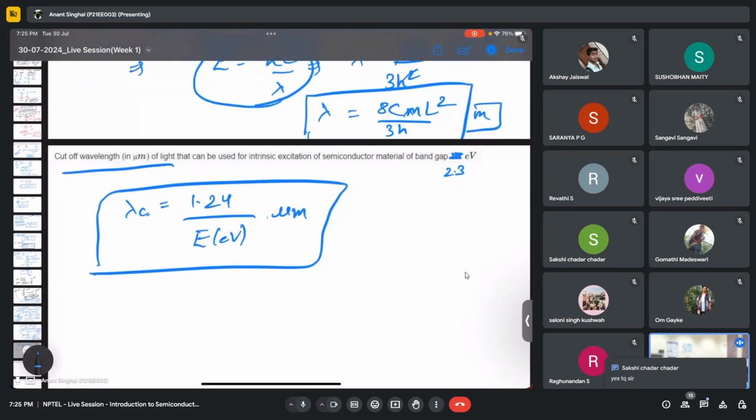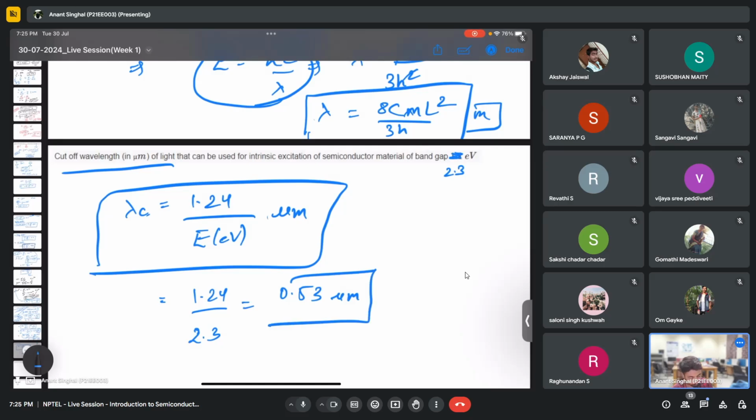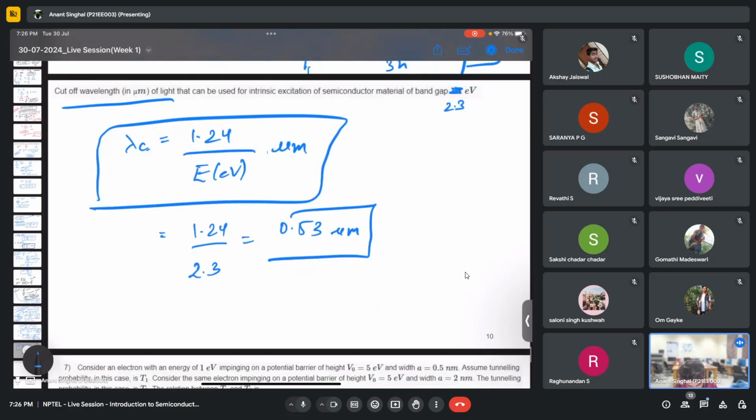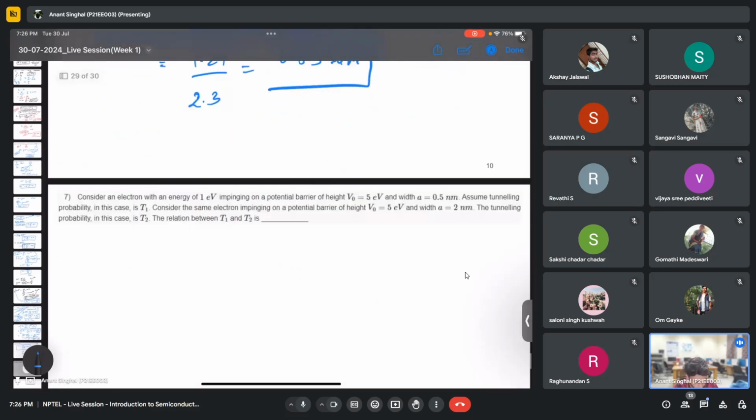Yeah, we can calculate the cutoff wavelength in this particular question. Sir, is the answer 0.53 micrometer? Yeah, it will be 0.5 something, maybe 0.53 micrometer. This is a very basic question. Maybe we can go ahead directly. So is this the question in the assignment?